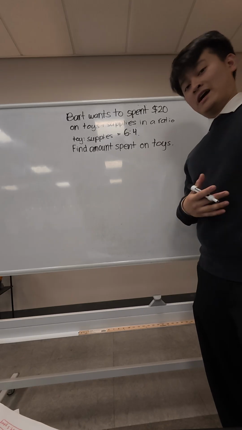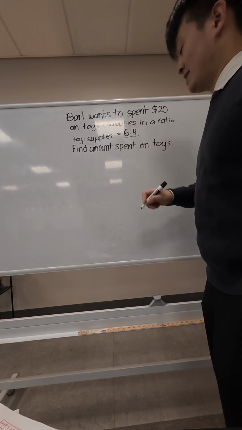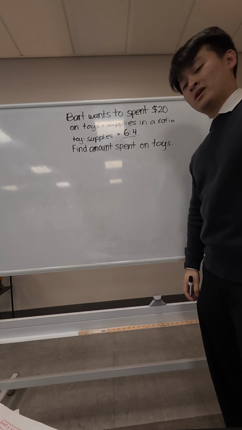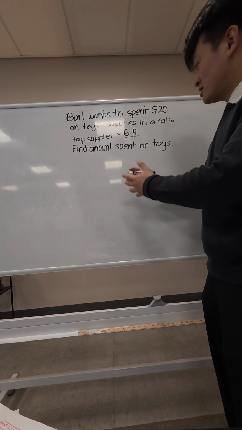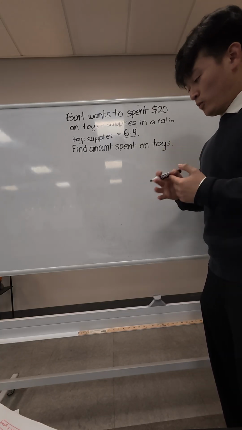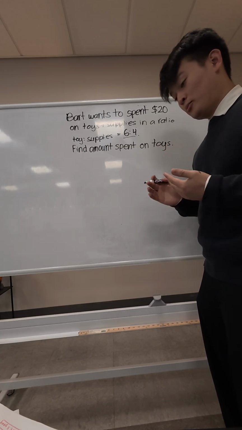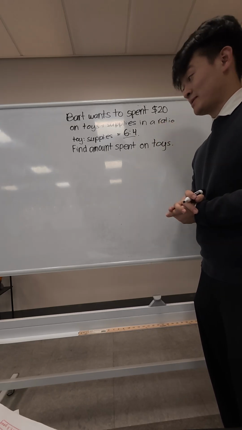Now, clearly, I have this thing called a ratio. How do I know it's a ratio? It's because it says this, 6:4. What does that really mean? It's basically telling us that there are 6 parts compared to 4 parts for toys to supplies. Now, what's the whole goal in that? Well, the whole point of doing this is to figure out how many parts Bart needs to spend in total.